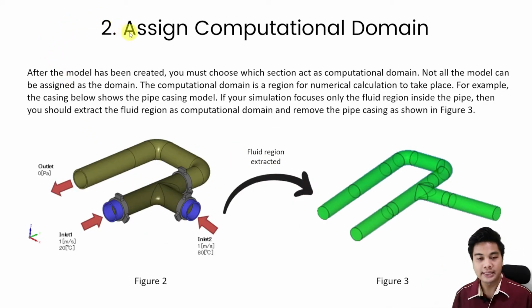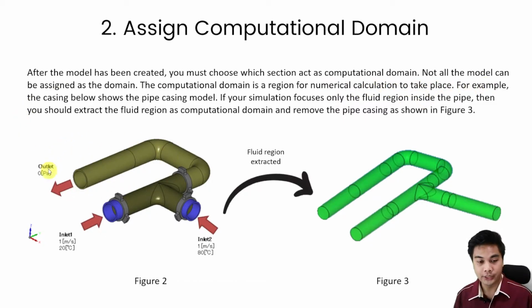So number 2, assign computational domain. After the model has been created, you must choose which section acts as the computational domain. Not all the model can be assigned as the domain. The computational domain is a region for numerical calculation to take place.